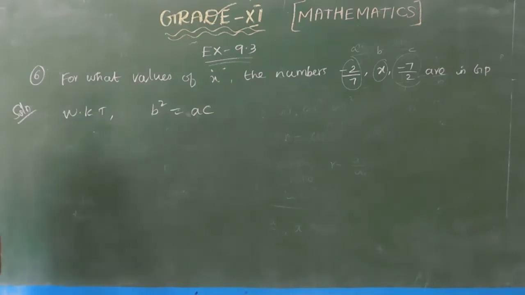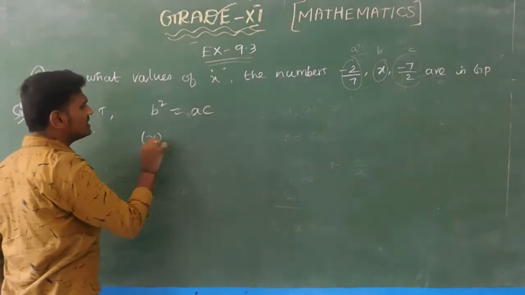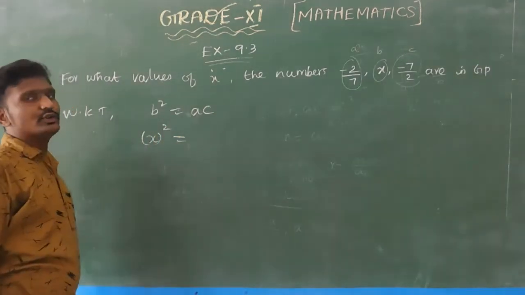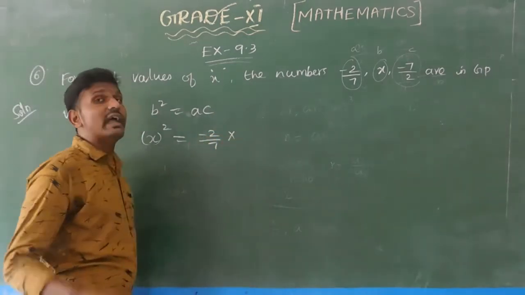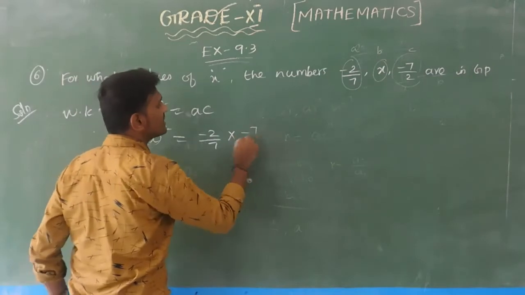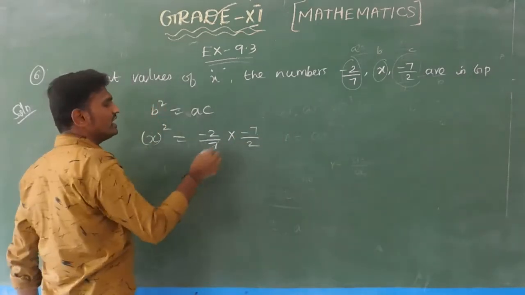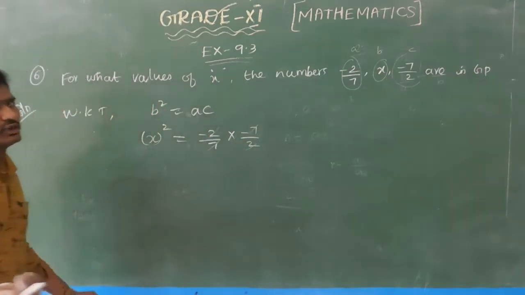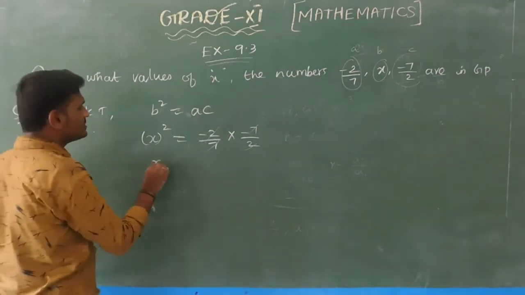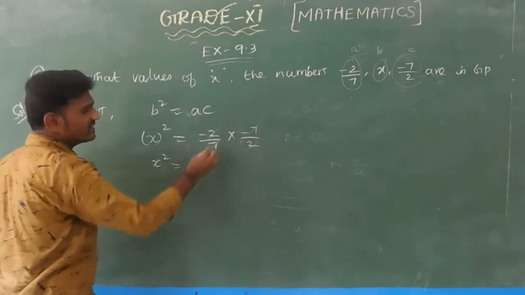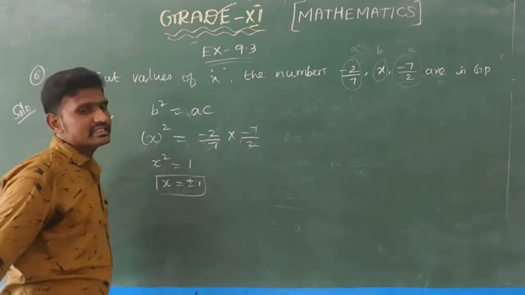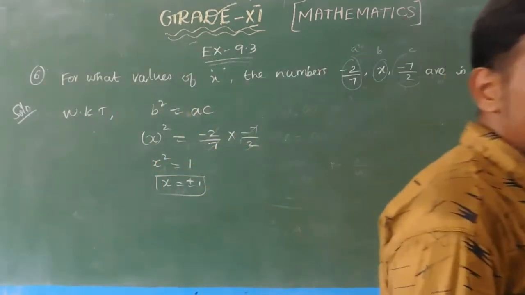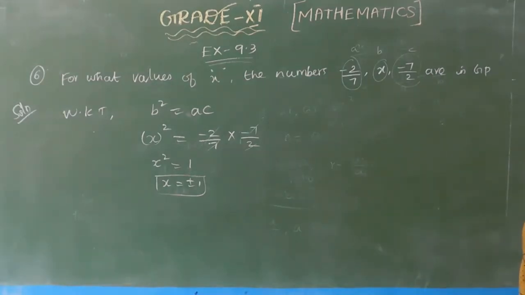Yes student. Now I'm going to substitute: x square is equal to the value of a, minus 2 by 7, into the value of c, minus 7 by 2. Here 7 and 2 on both cancel. So x square is equal to minus into minus, plus 1, and x also we are going to get the same: plus or minus 1. Have you got it children?